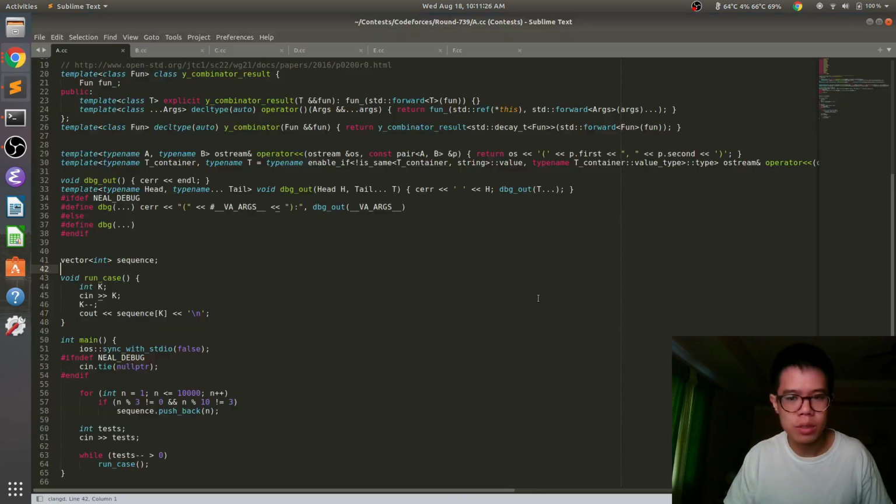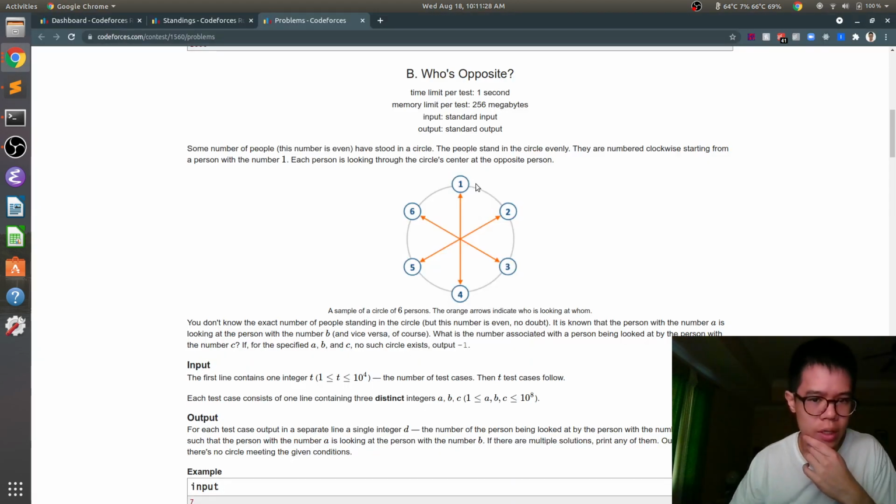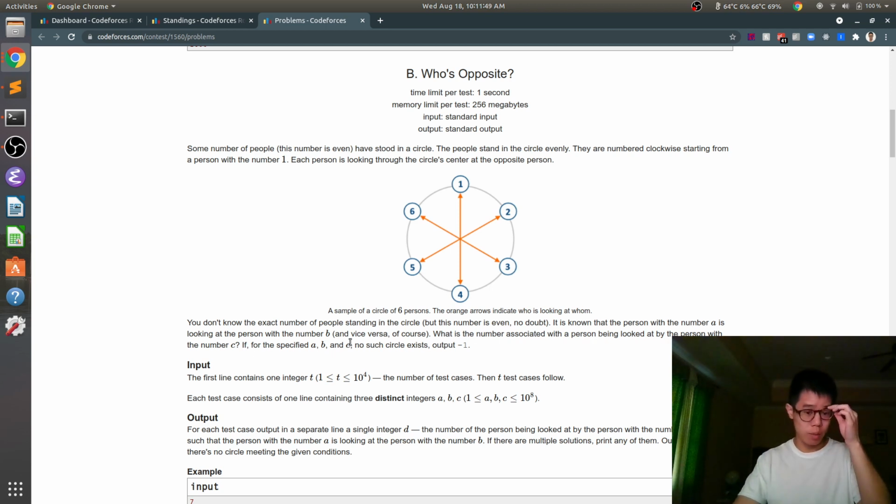Okay, problem B. You've got a circle arrangement like this. There's an even number of people in the circle, and they set up like this. You're told that person numbered A is looking at person numbered B. So for example, 1's looking at 4, or 3's looking at 6. And you want to know what's the number associated with the person number C. If there's no circle for A, B, and C, output -1.